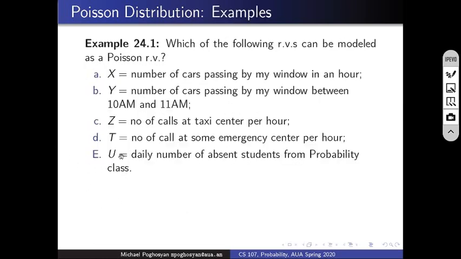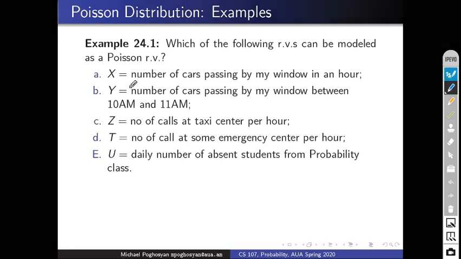So our first example: which of the following random variables can be modeled as a Poisson random variable? X is the number of cars passing by my window in an hour. So X is a random variable. X is changing from hour to hour. Last hour, say, X was 5. For the previous hour, X was 3, etc. So can we model this X by using the Poisson distribution?